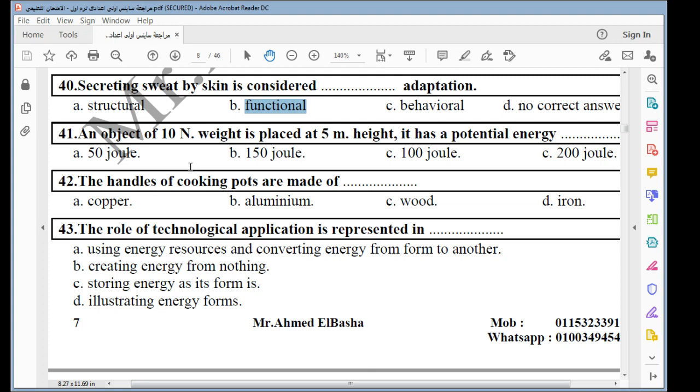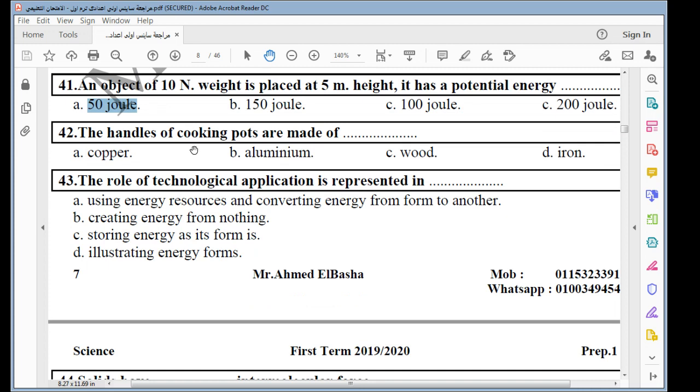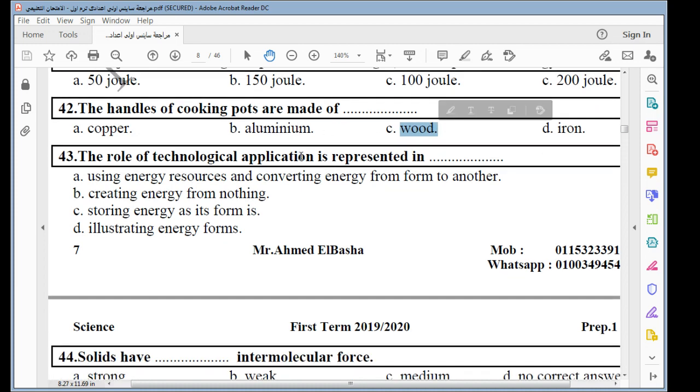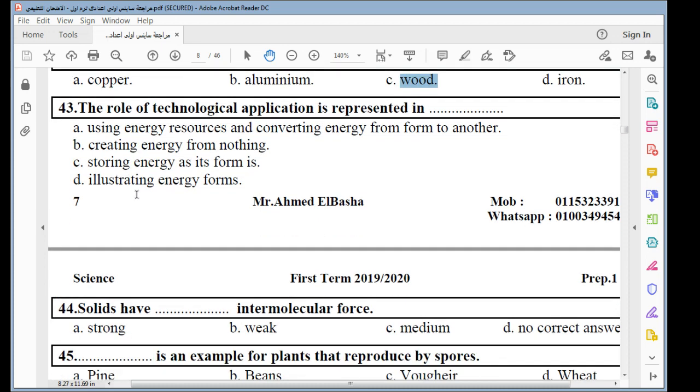41 an object of 10 in weight is placed at 5 meter height it has a potential energy. طبعا دي حليناها قبل كده حاجه شبهها كده لو تفتكروا. طبعا ايه 50 جول. طيب 42 the handles of cooking pots are made of. طبعا are made of ايه؟ سهلة دي. made of wood عشان الحرارة. طيب 43 the rule of technological application is represented in. اقرا كده وشوف. طبعا ايه using energy resources and converting energy from form to another.